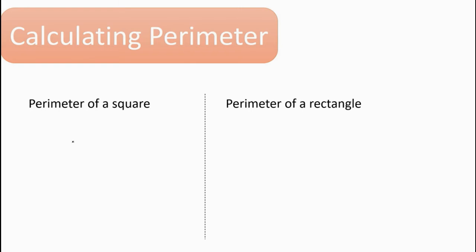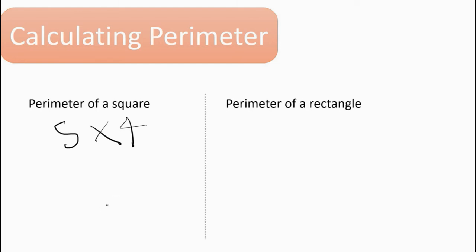Now for example, if the side was 6, we would have done 6 into 4, or if it was 10, then 10 into 4. We can say that the perimeter of a square is basically the side into 4. So this is the formula for the perimeter of a square. Now if you have a good memory, then you can learn the formula, or if you have good logical skills, then you can derive the formula.